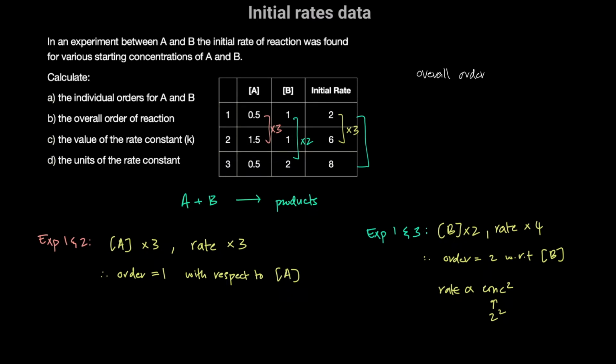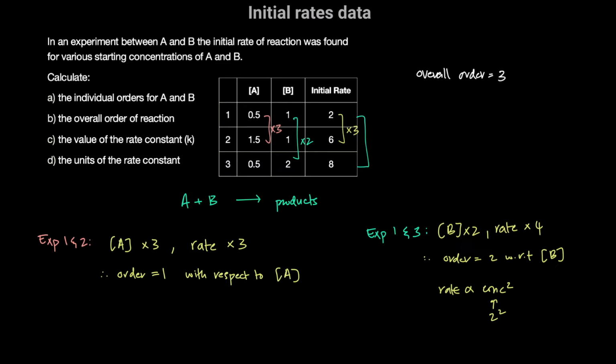What's the overall order? The overall order is simply 3. It is the sum of the individual orders of each reactant. So if we just add up the orders with respect to each reactant, it's order 1 with respect to A, it's order 2 with respect to B. So the overall order for the reaction is 3.